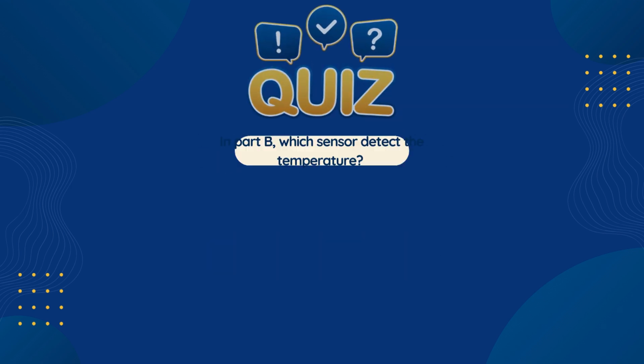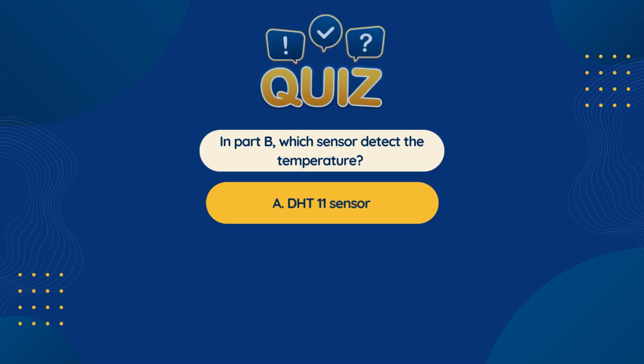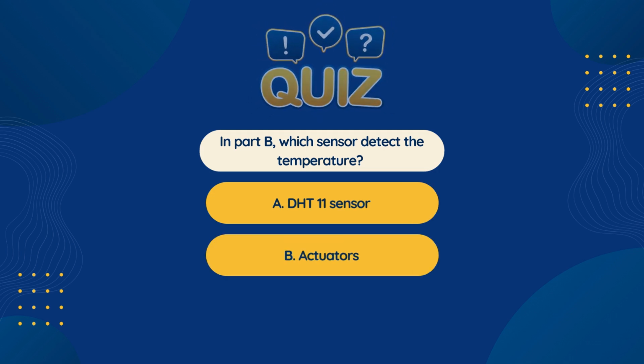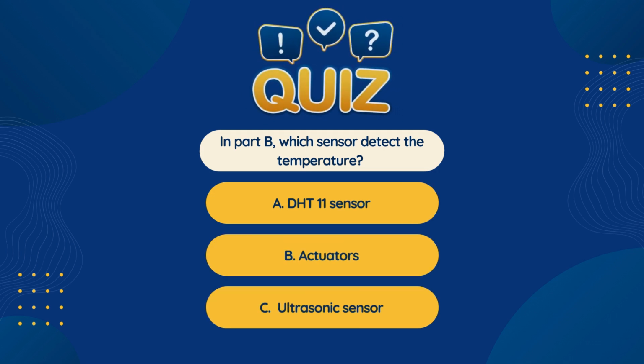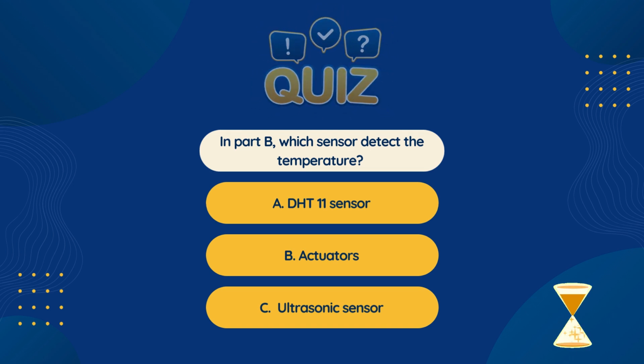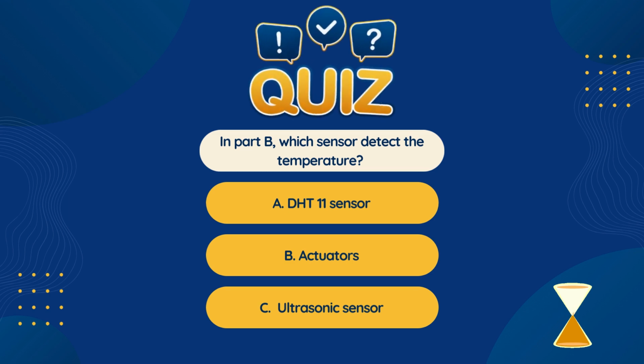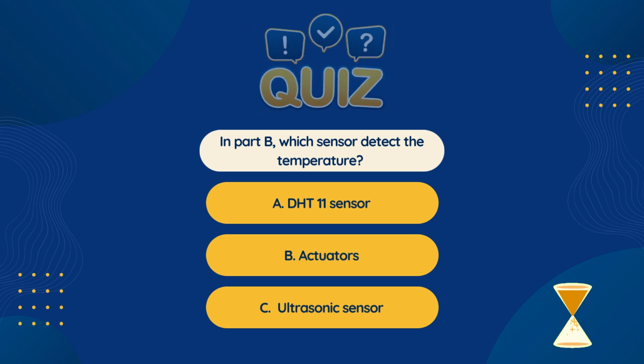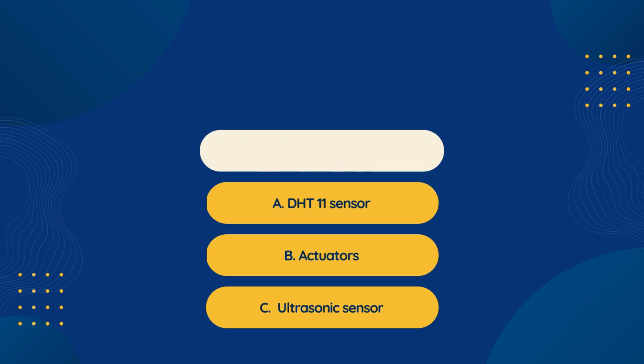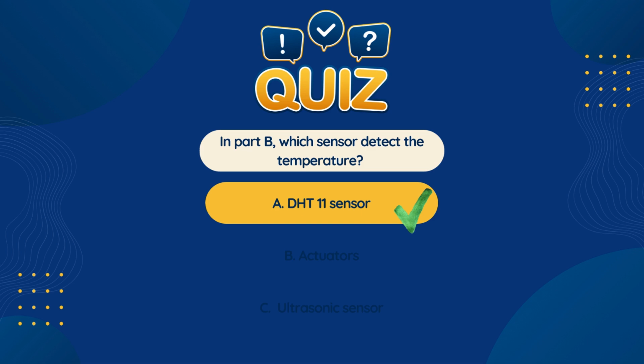Next question. In Part B, which sensor detects the temperature? A. DHT11 sensor. B. Actuators. C. Ultrasonic sensor. Correct answer: A, DHT11 sensor.